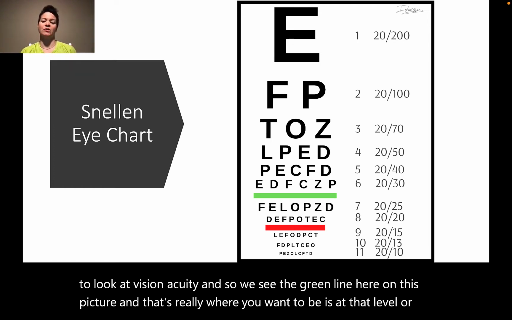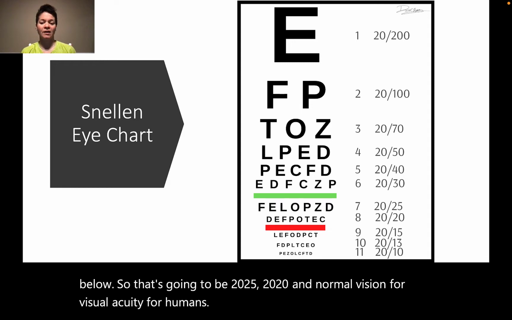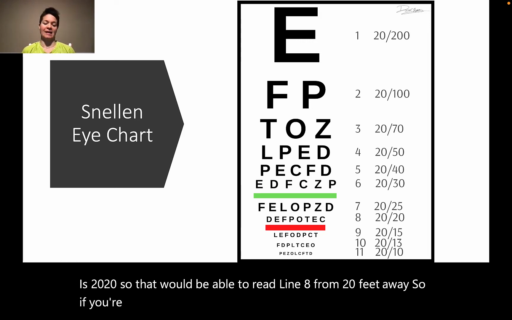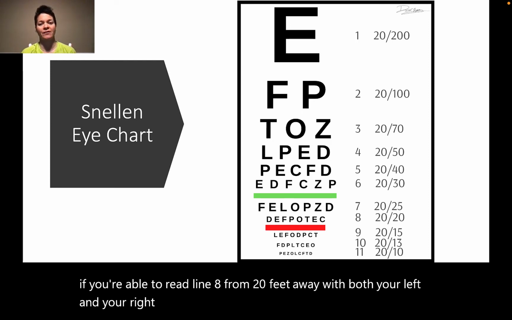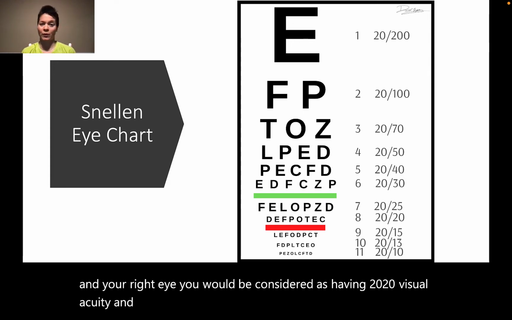So that's going to be 20/25, 20/20, and normal vision for visual acuity for humans is 20/20. So that would be able to read line 8 from 20 feet away. So if you're able to read line 8 from 20 feet away with both your left and your right eye, you would be considered as having 20/20 visual acuity. And therefore, typically, you're not wearing any glasses unless you have some other issues going on with your vision.